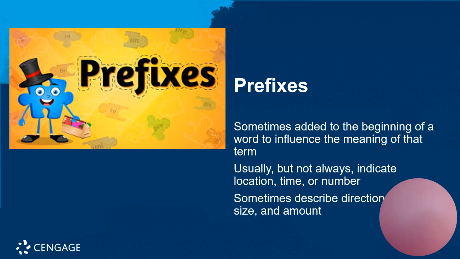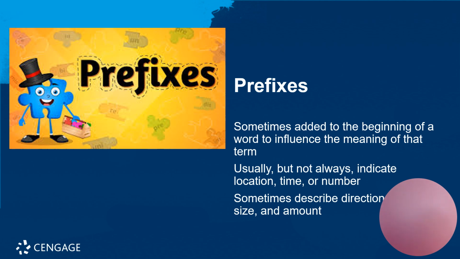Prefixes, on the other hand, are added to the beginning of a word, and it influences the meaning of that term. Usually, but not always, they are going to indicate the location, the time, or number, but sometimes they will describe direction, quantity, size, and amount. So let's look at the term natal. This means pertaining to birth. NAT means birth. And we add that suffix AL, then it means pertaining to birth.